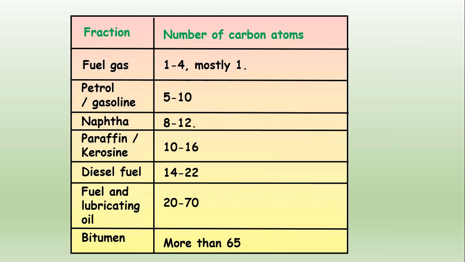Now for these fractions, the number of carbons, how many carbons each contains: fuel gas, 1 to 4. Petrol, 5 to 10. Naphtha, 8 to 12. Paraffin, kerosene, 10 to 16. And diesel, 14 to 22. Fuel and lubricating oil, 20 to 70. Last one, bitumen, more than 65.